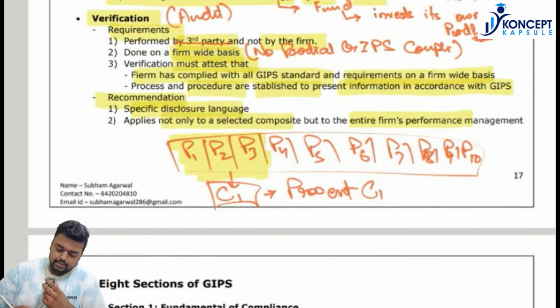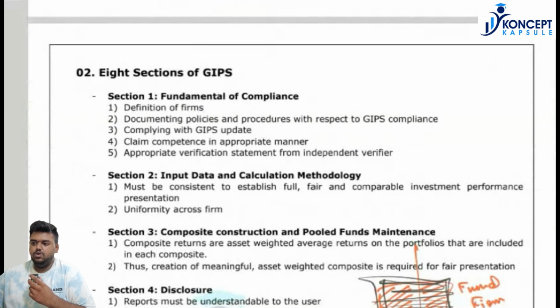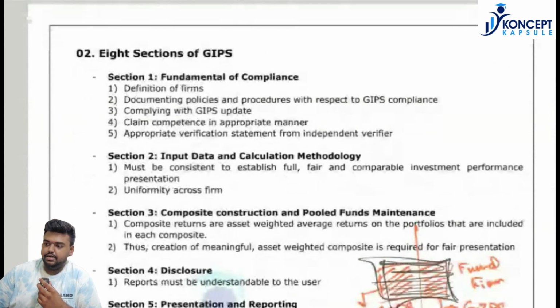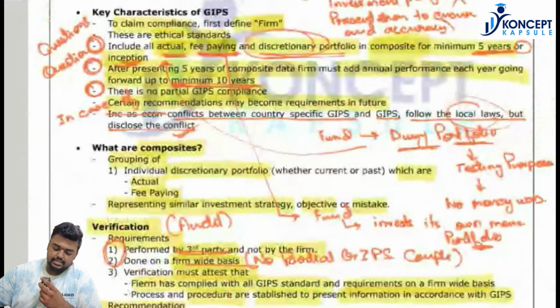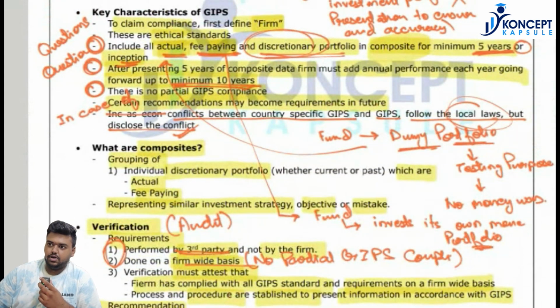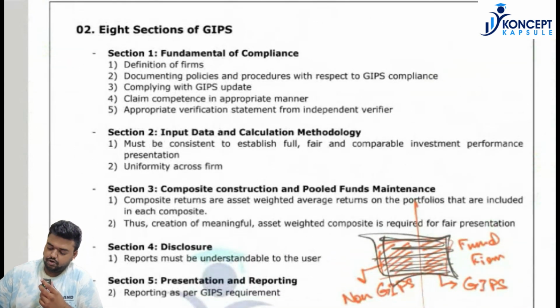The only important thing to be understood is these first two points: done by a third party and done on a firm-wide basis. The last section is one from which some questions might come or might not come, because the most important ones are the ones I have marked in orange, right? It is just basic information, good for you to know.